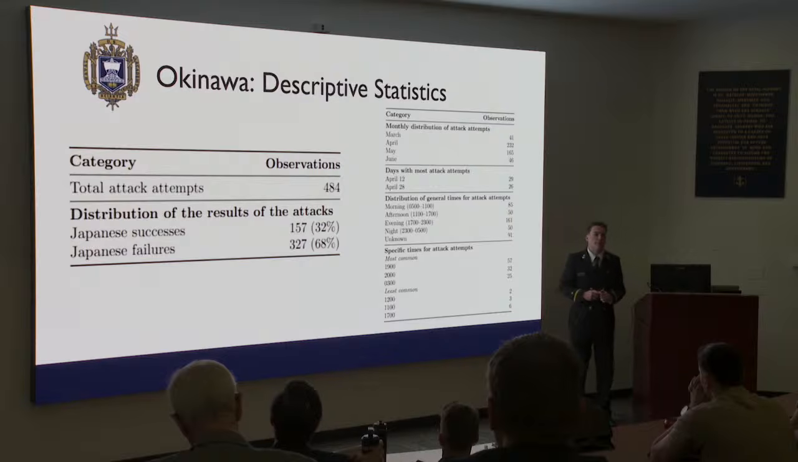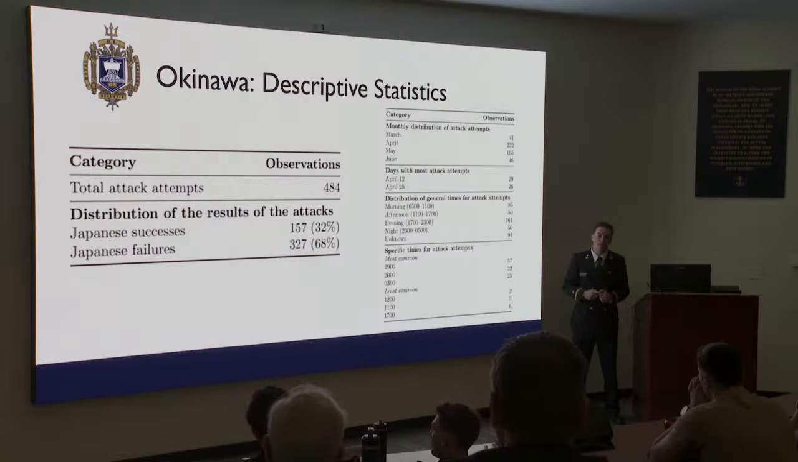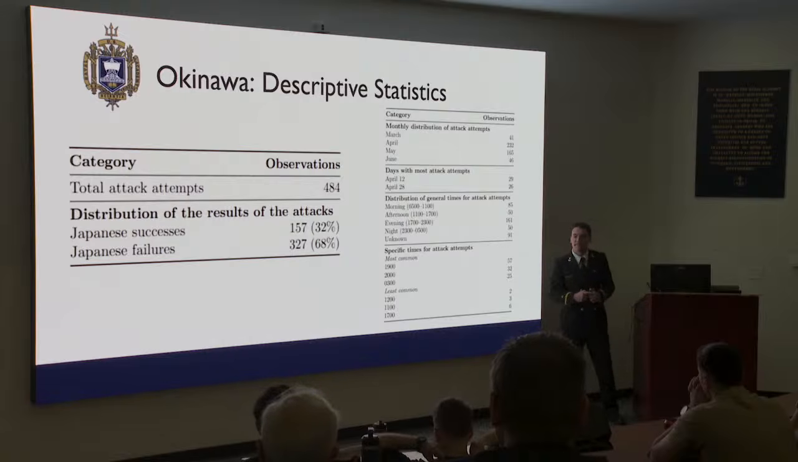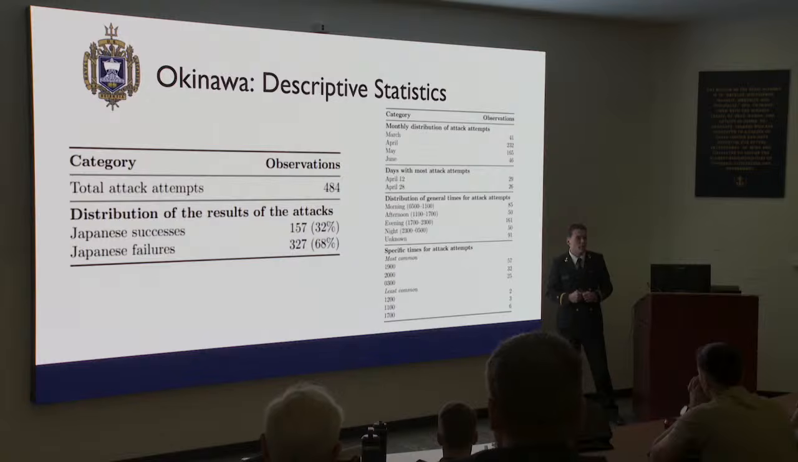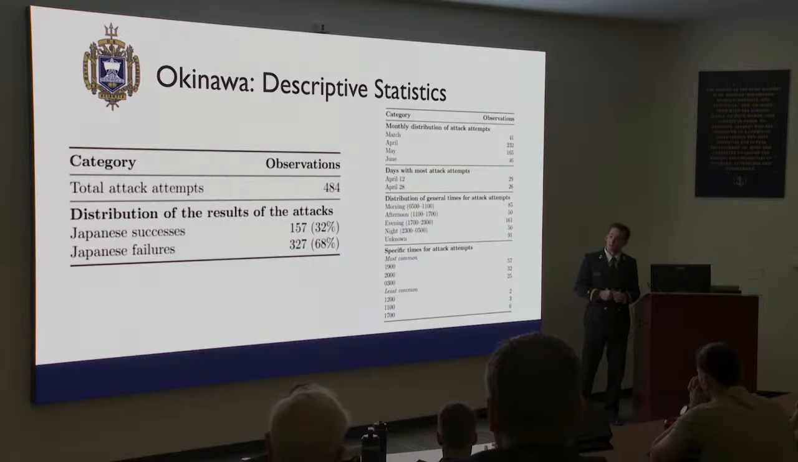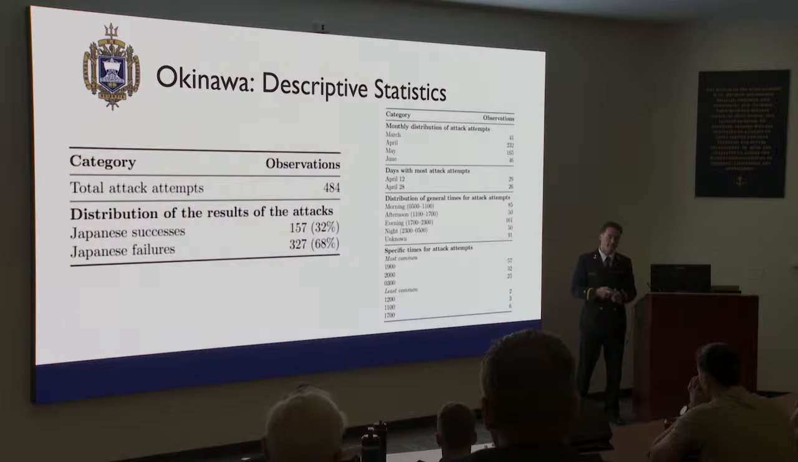All right, now let's look at some descriptive statistics from my original comprehensive handmade data set. In the 484 observations, 157 were seen as Japanese successes, when Japan was able to damage or destroy a U.S. vessel and/or U.S. personnel on board the vessel. There were 327 failures, when they were unable to do this, leading to a split of about 30-70, which falls roughly in line with what historians say was the success rate of kamikaze attacks.